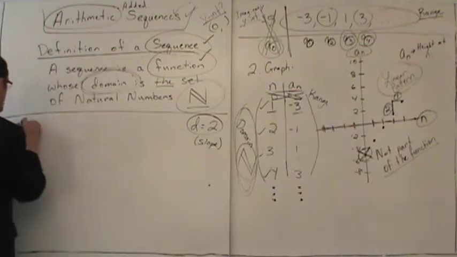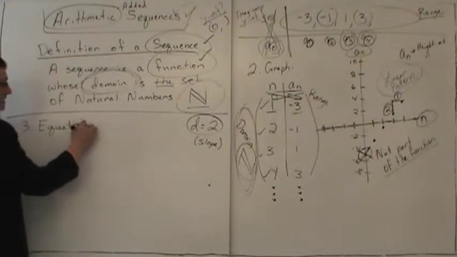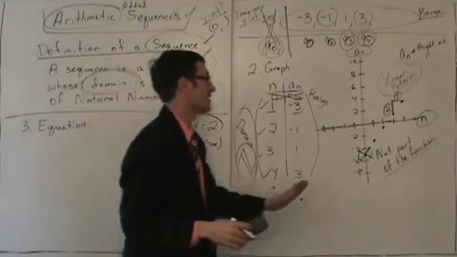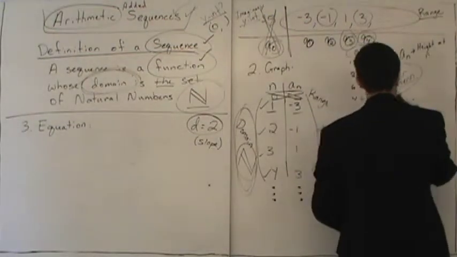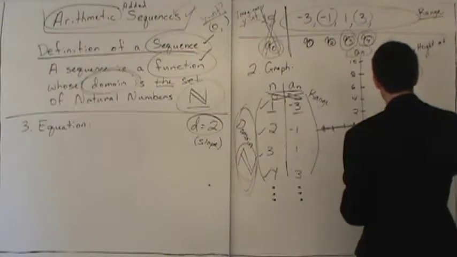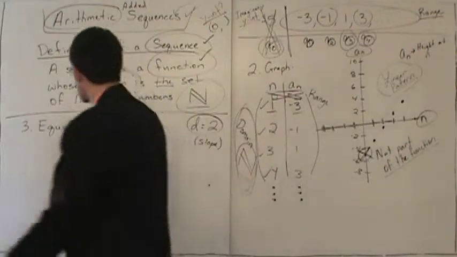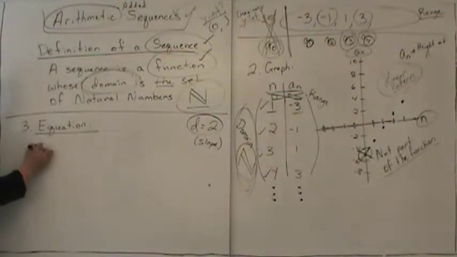Now, step 3 is to write the equation. The equation of this sequence, just like we wrote the equation of a line. I'm going to erase this. We're going to write the equation of these points, or the pattern of the points. There's a pattern to this. The equation is, this looks quite complicated, but it's not that bad.